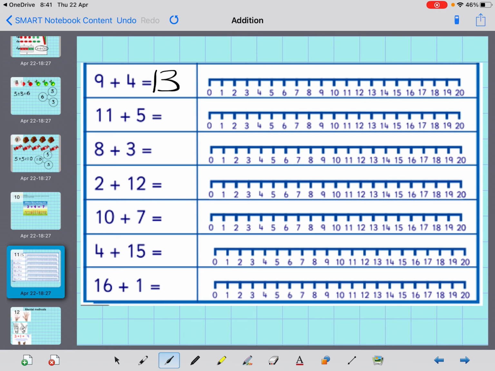11 add 5, the second one then, starting on 11 and doing 5 jumps, so counting on 1, 2, 3, 4, 5, and I've landed on 16. 8 add 3, 1, 2, 3. I've landed on 11.